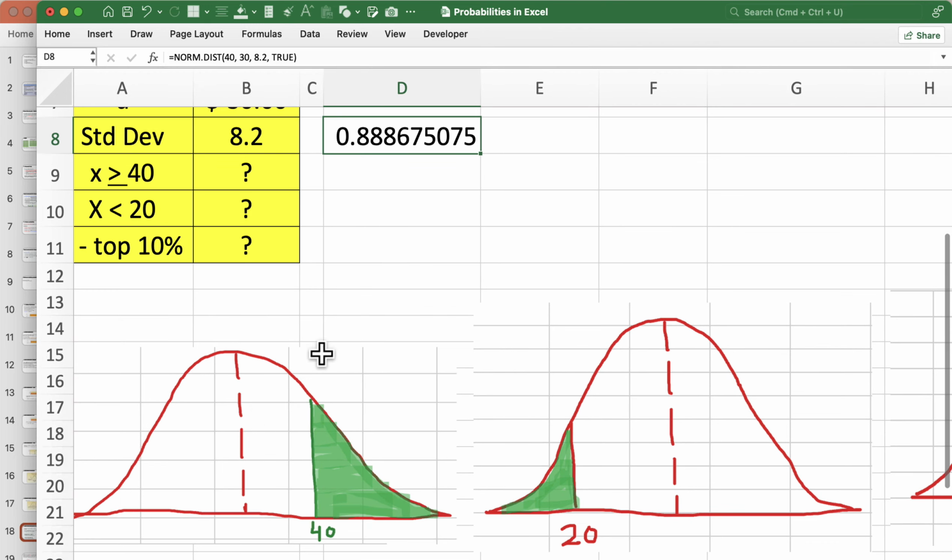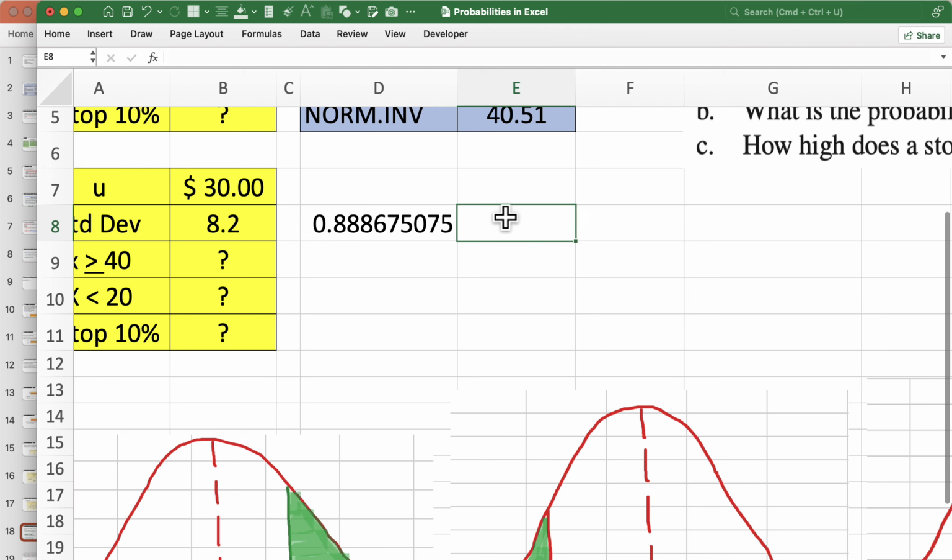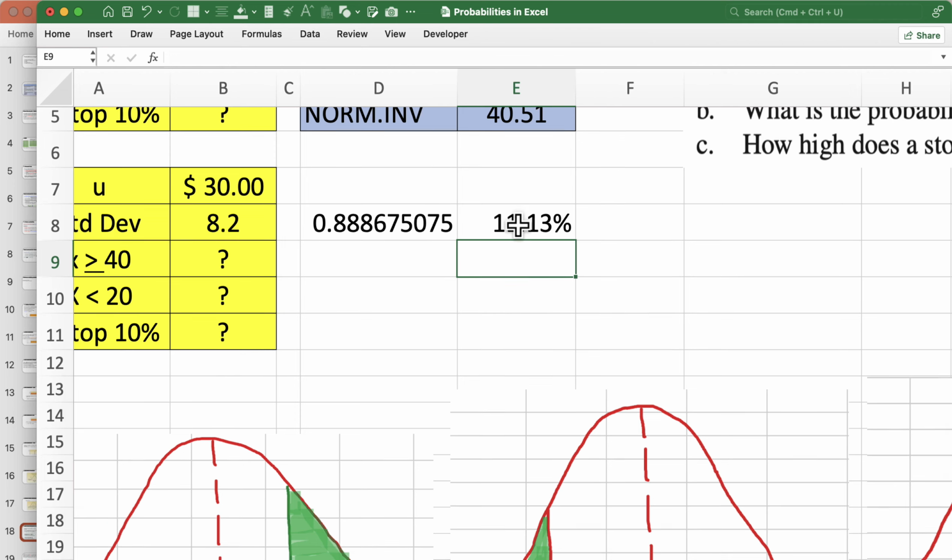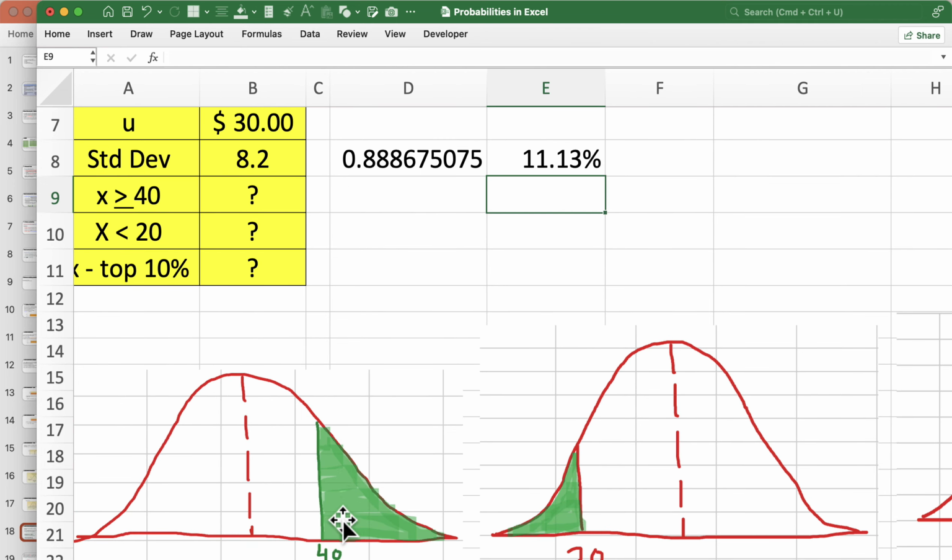That gives us 88.86%. So this white area is 88.86%, but we are interested in the area of this green one, so we will subtract that from 1, which will be 1 minus this one. This is the probability, and this represents this green area. So this green area represents a probability of 11.13%, which means the probability that the stock price will be higher than 40 will be 11.13%.